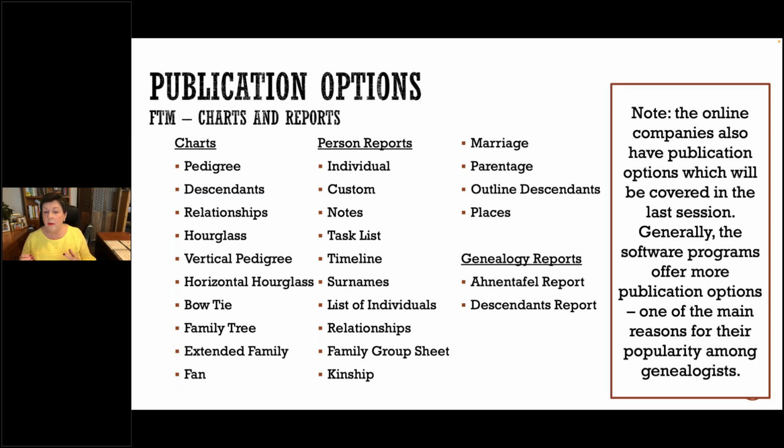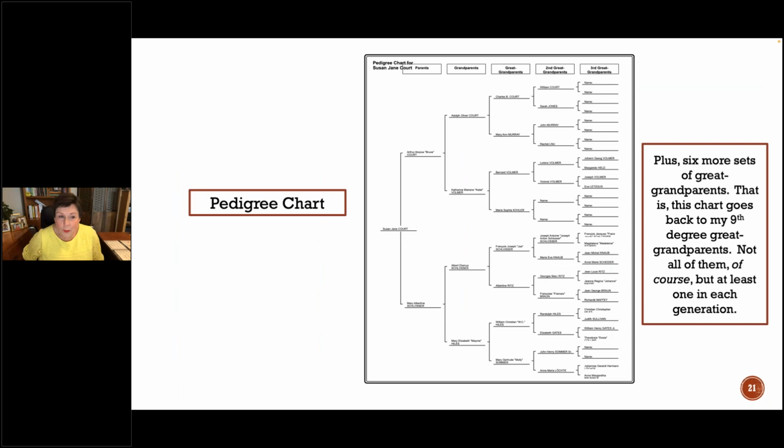Now, the online companies, the research databases, the genealogical websites like Ancestry and FamilySearch, have publication options too, and I'm going to cover those next Friday. Generally though, the software programs offer more publication options, which is one of the main reasons for their popularity among genealogists. So I'm going to show you some of these charts.